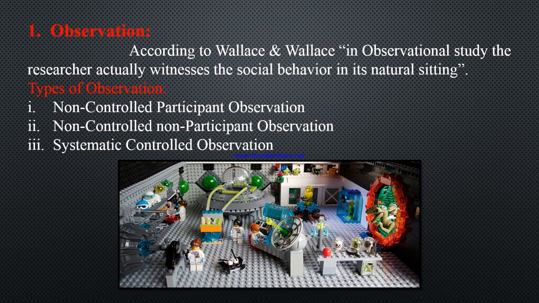So, types of observation: we have non-controlled participant observation. You are the sociologist, you want to know about a particular group, why they are like this, so you go there as a participant, you take one of the roles, you work with them, and you observe, and after some time, when you are done with your research, you publish your findings.